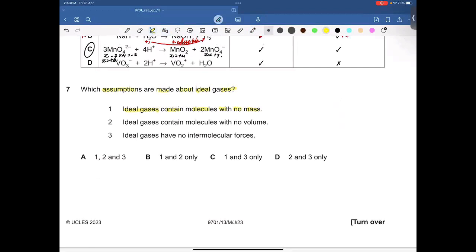The volume of gas is, no, it has some mass actually. It has some mass, so this is wrong. It should have some mass. Ideal gases contain molecules with no volume. This must be the right statement because the volume of gas is negligible.